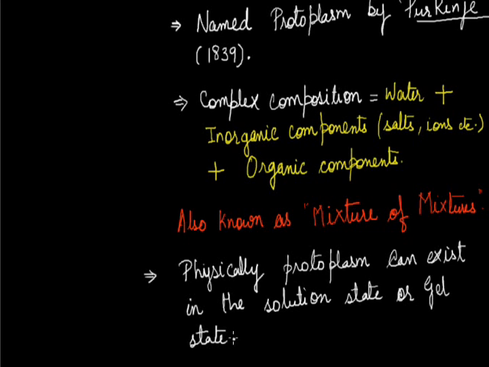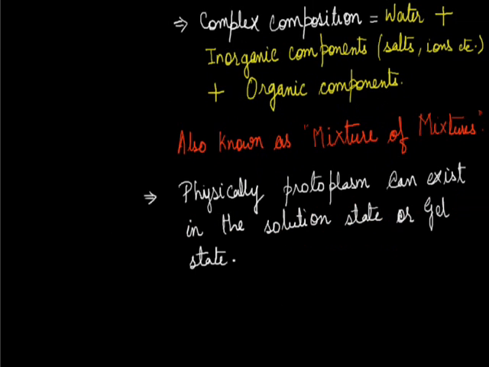which means that the solution state is more fluid and less viscous, or on the other hand, the gel state is very thick and highly viscous. So the protoplasm can exist in any of the two forms depending upon the environmental conditions and the requirement of the cell.